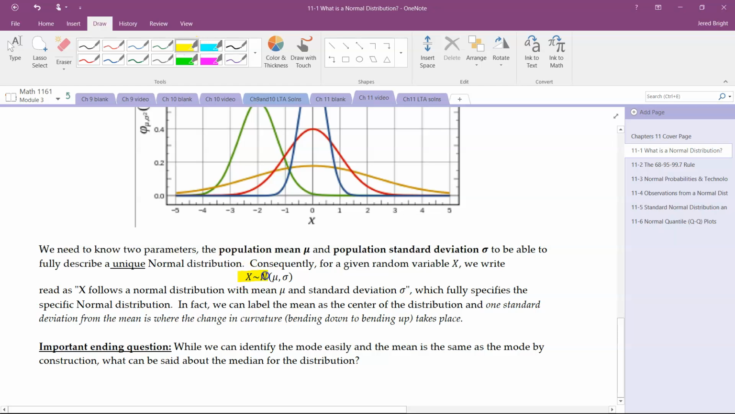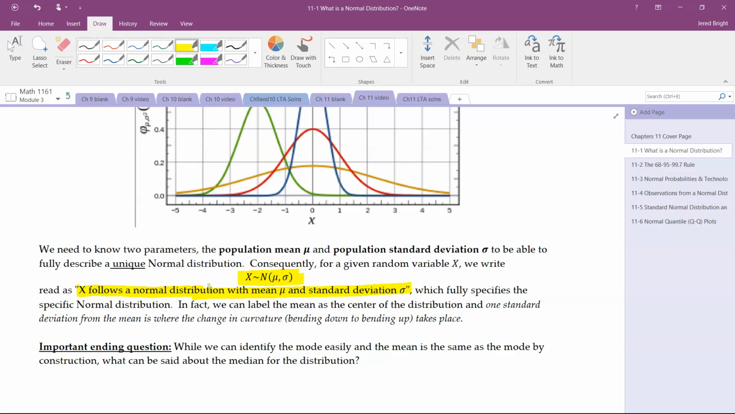And so we use this notation here that I'm highlighting, X and then squiggle N of mu, sigma, and we read this as X follows a normal distribution with mean mu and standard deviation sigma. You need to know that language. Make sure to connect the two. If you need to put it on a flashcard, great, but you need to know this notation and the language that corresponds to it.